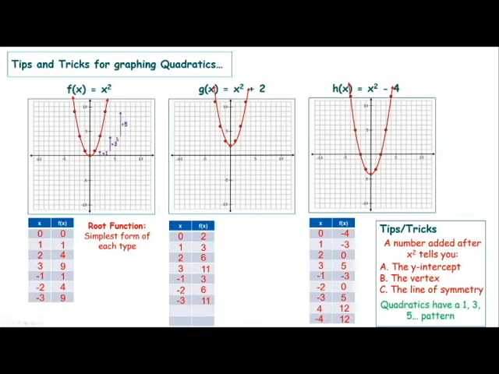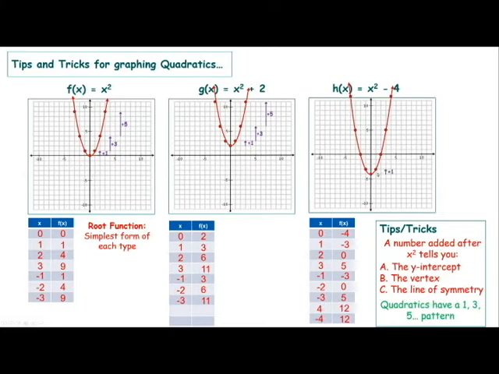If I can spot that 1, 3, 5 pattern, once I know the vertex, all I've got to do is go over 1 up 1, over 1 up 3, over 1 up 5. Any idea where the next point would be? Well, it's over 1 up 7. And take a look, that happens over here as well. Up 1, up 3, up 5. Over 1 up 1, over 1 up 3, over 1 up 5. The next one would be over 1 up 7.